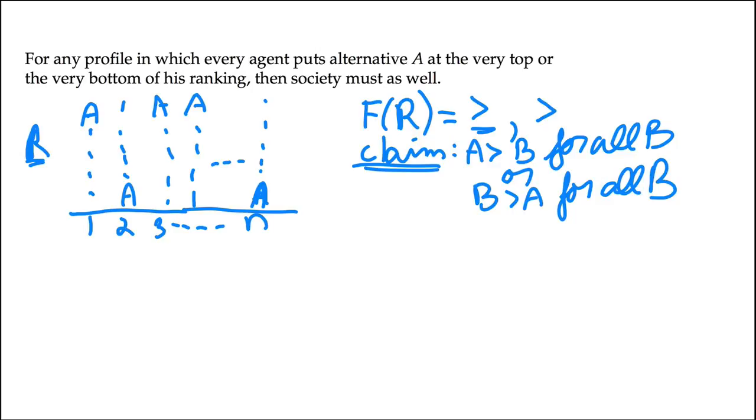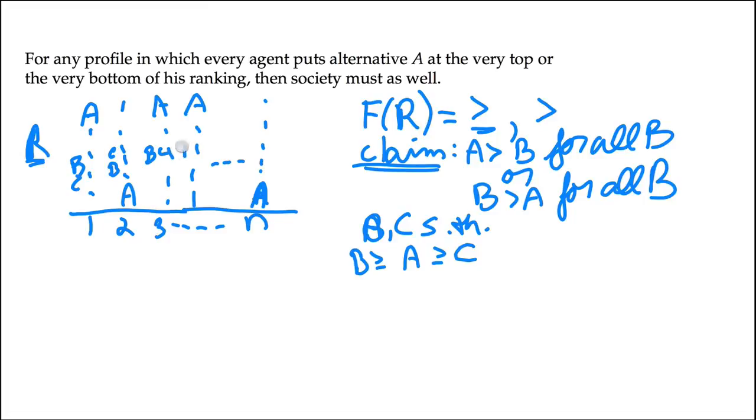Suppose it's not the case. Then there must exist 2 candidates, B and C, such that A falls exactly in between B and C. So B is at least as good as A, which is at least as good as C. So society places A in the middle of B and C. So it's not at the top and it's not at the bottom. Now we have these 2 candidates, B and C, and the voters have preferences over those candidates. So maybe voter 1 ranks candidate B above C. Voter 2 ranks C above B. Voter 3 is indifferent between B and C, and so on. So everybody has some ranking of B and C.